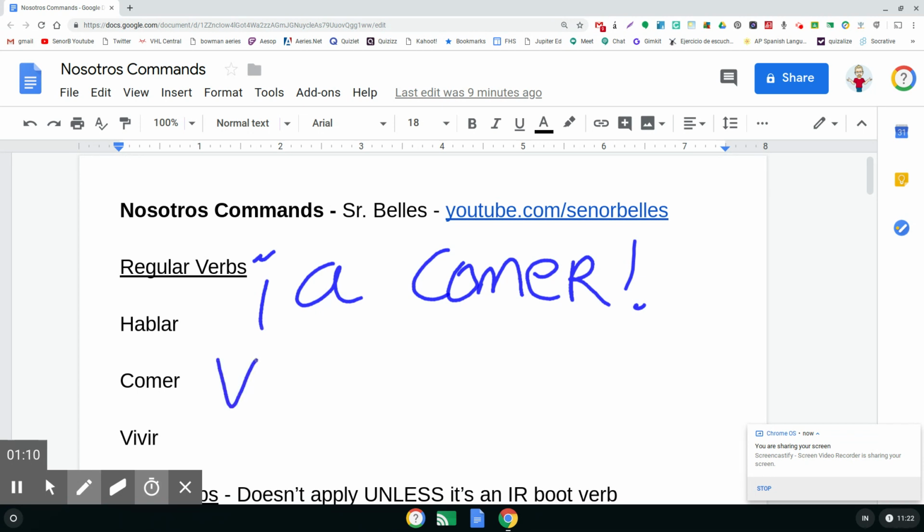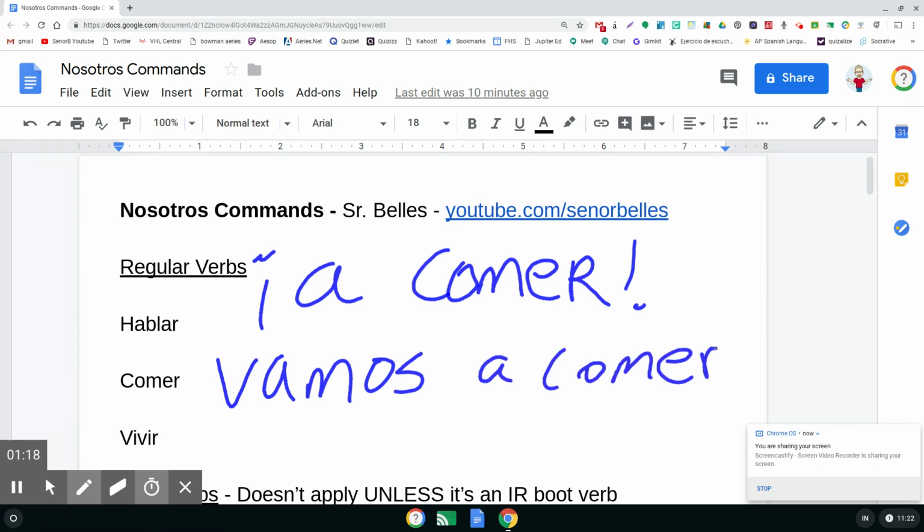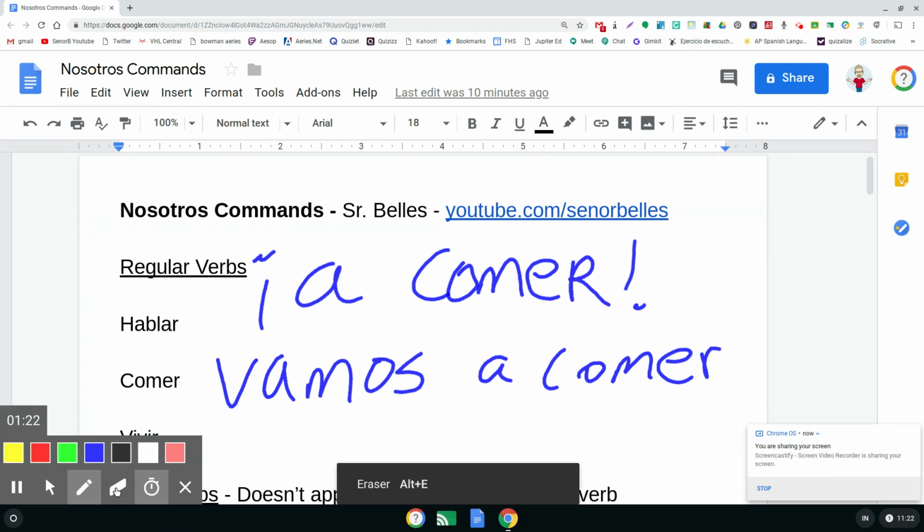The other way you can do it, if you want to say let's eat, is you can say vamos a comer, which literally means we are going to eat, but that's another way to say let's do something. It kind of depends on the context and exactly what it is that you want to say, but that's one way that you can do it.